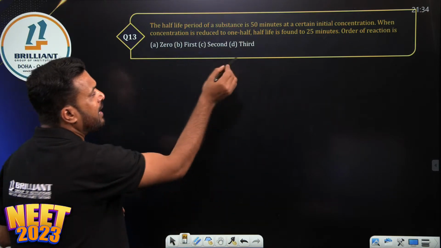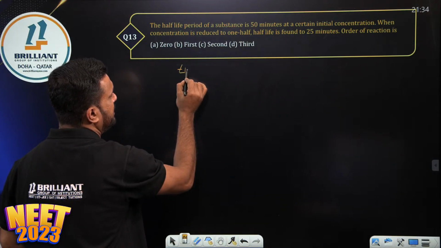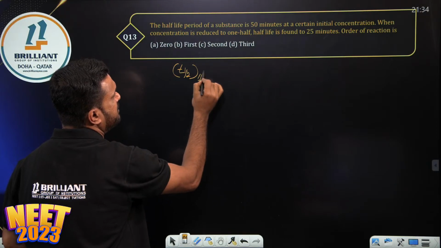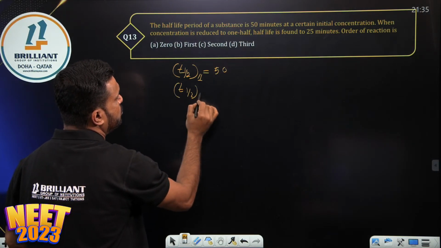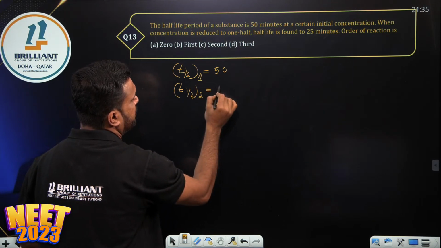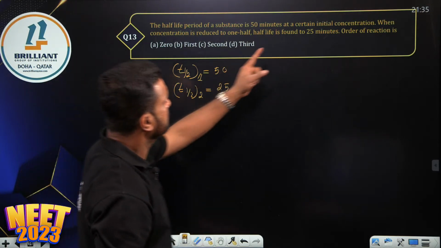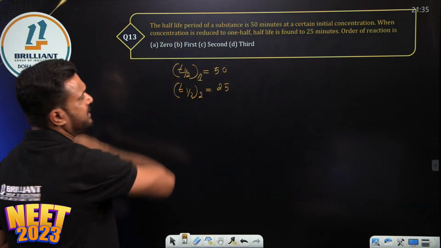So, 2 half-lives are given. We can write T 1 by 2, 1. First half-life is how much? 50 minutes. So, T 1 by 2, 2. Second half-life is given. That is how much? 25 minutes. Correct, right? Yeah. Order of the reaction is.